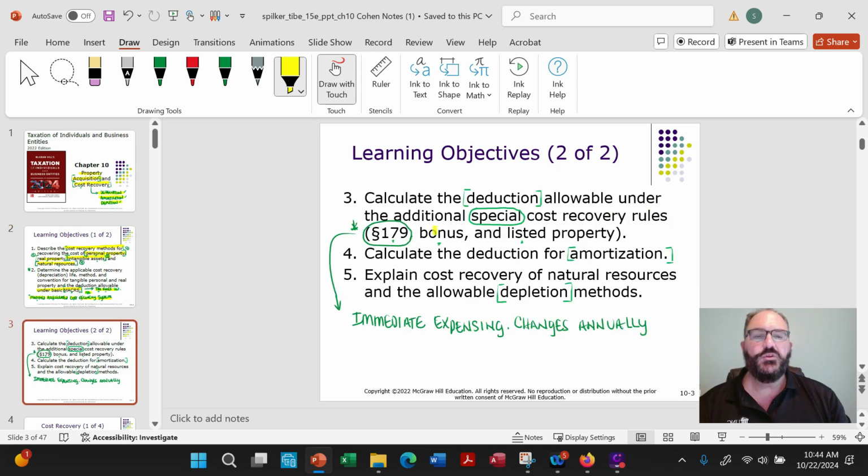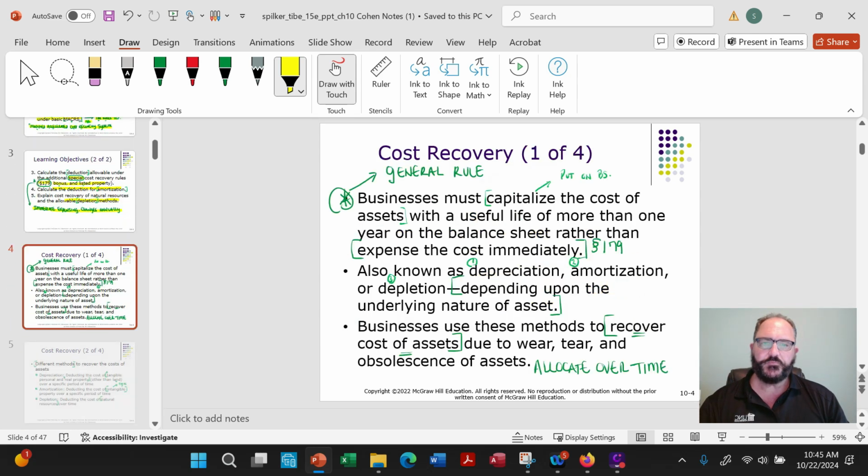All right, then we're going to take a look at special cost recovery items like Section 179, bonus, and listed property. We're going to look at the deduction for amortization when you do that, and a little bit about depletion methods. By the way, Section 179, that's immediate expensing, and it changes annually. They kind of use it as one of those things to get people to invest. You know, government plays around with that depending upon the economy.